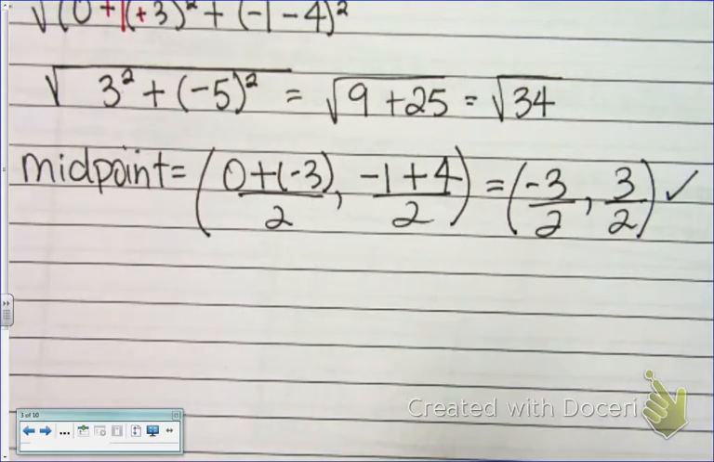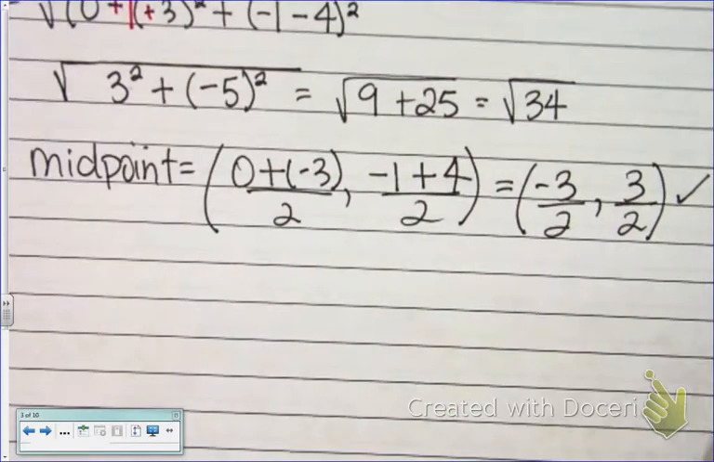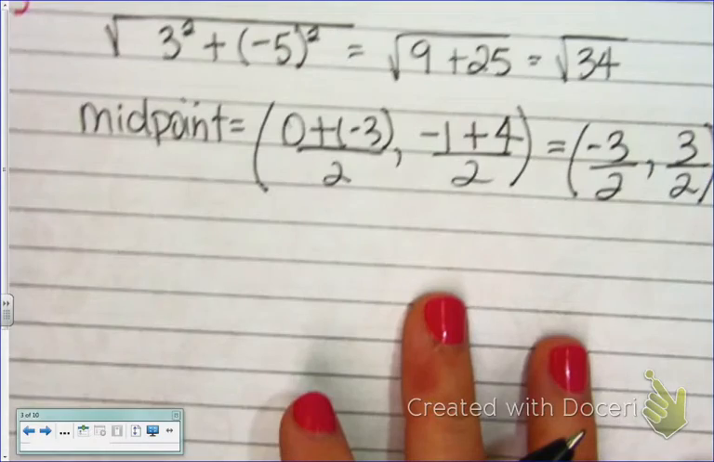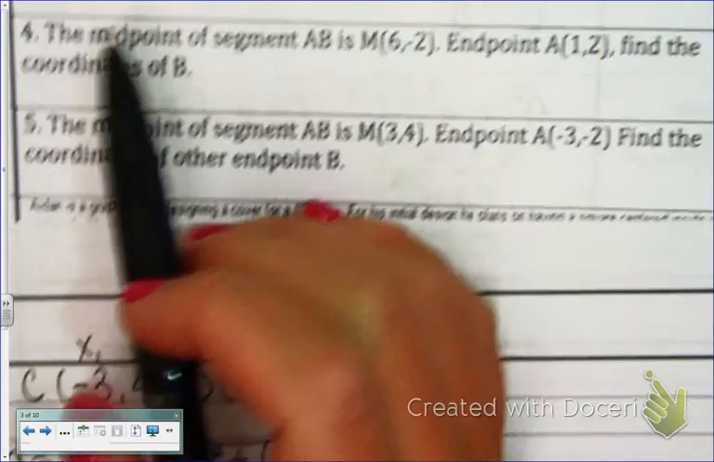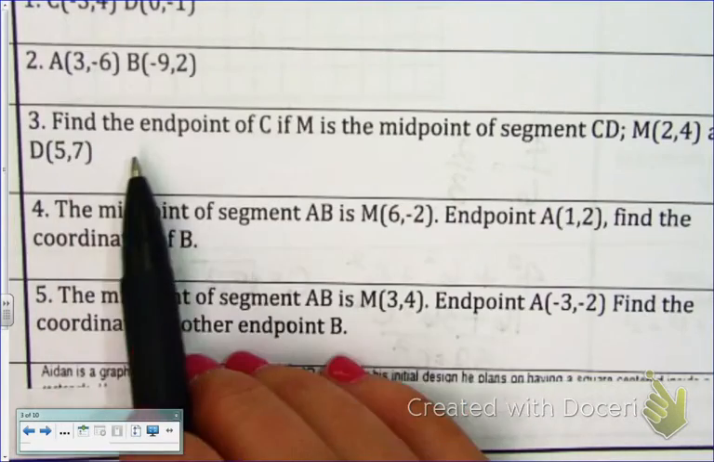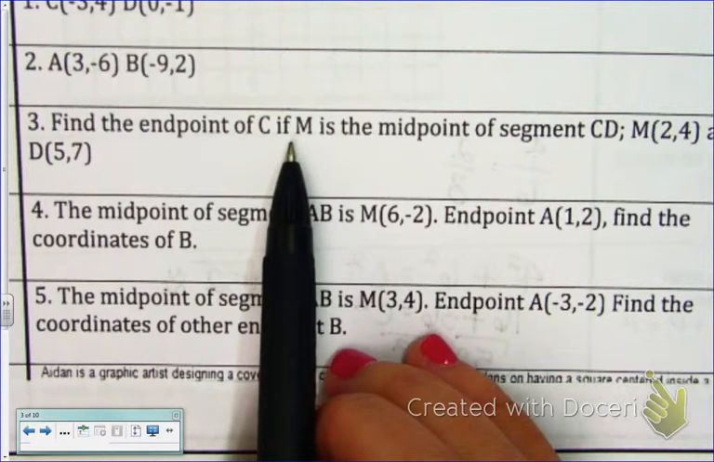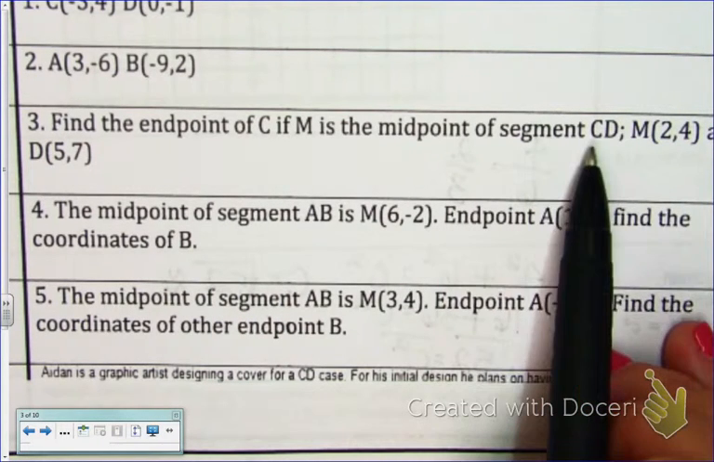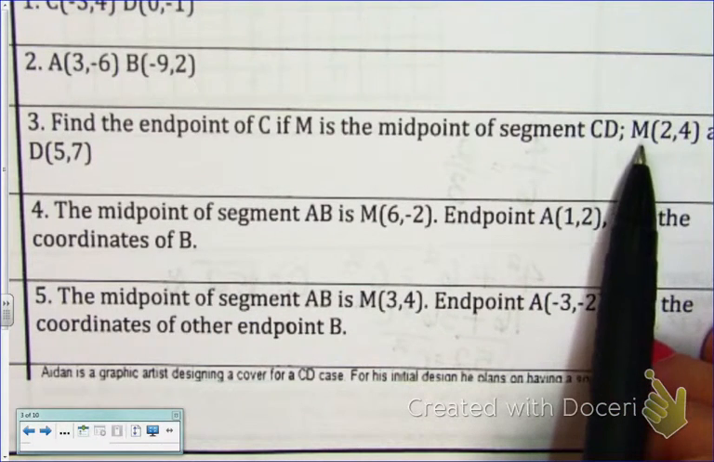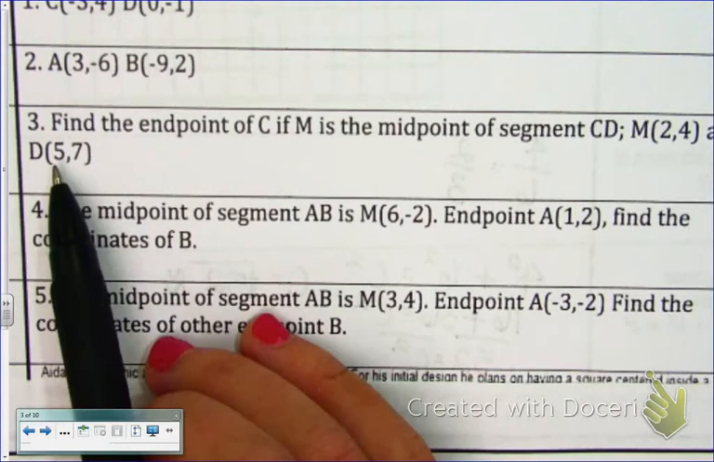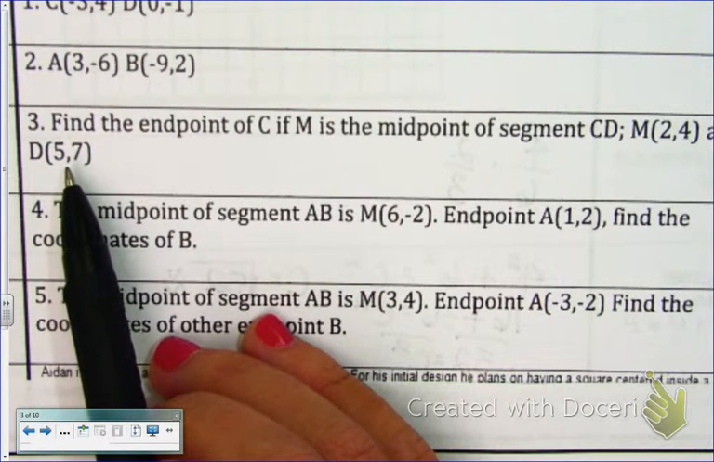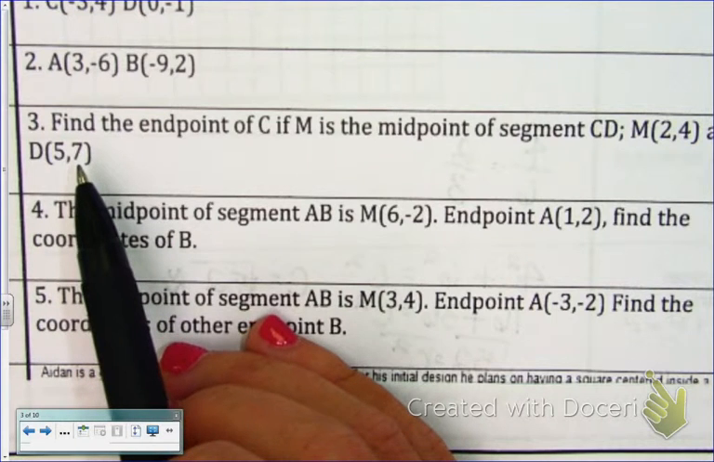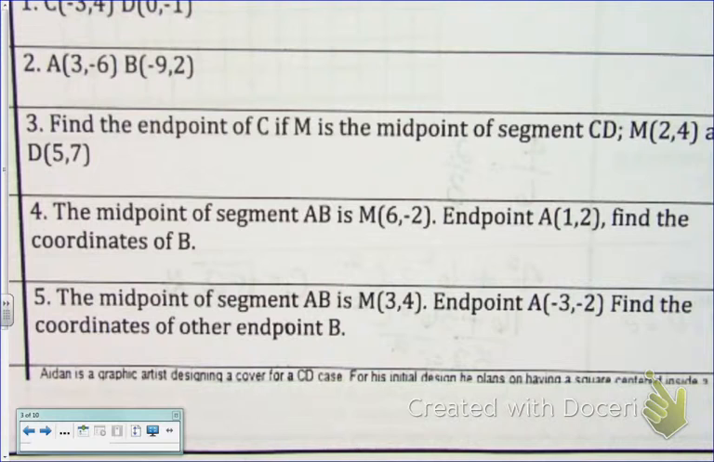Now, if you look at problem number 3, it's a little bit different. It says to find the endpoint C if M is the midpoint of segment CD, where M is (2, 4) and D is (5, 7). So if you think about that graphically, it's a little bit easier to understand because you're able to graph it. But I also want you to be able to do it by hand in case you don't have a graph piece of paper to use.